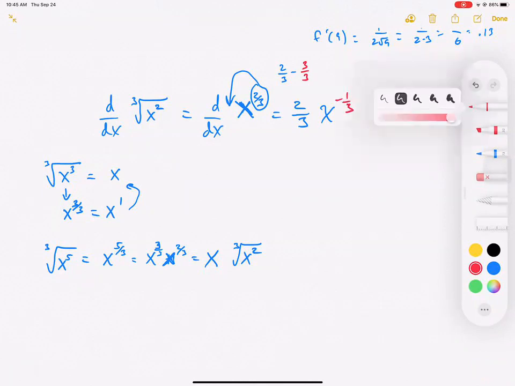Rewriting this, it's 2 over 3 on the bottom, and we have 1 x out of 3. We have 1 x out of 3. Okay, just to help you guys out in case you needed that help.